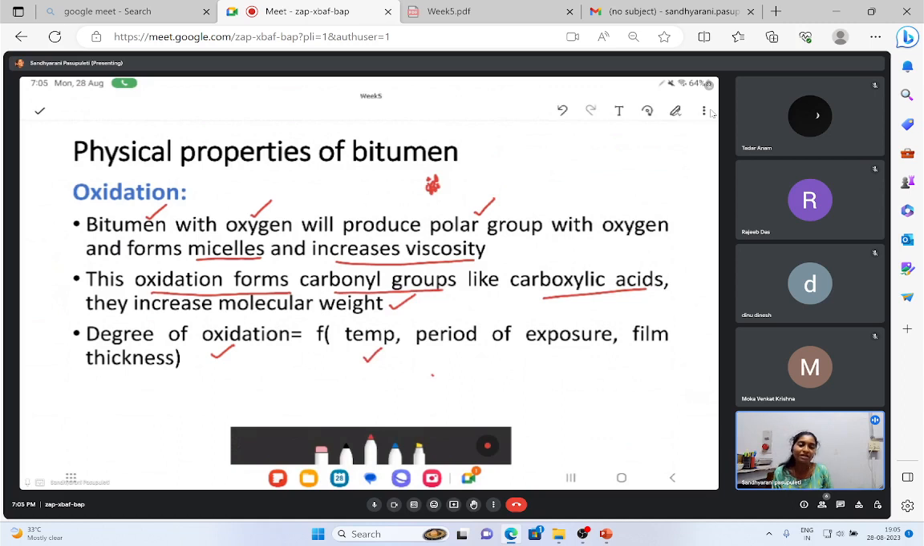At what temperature am I exposing my bitumen to the oxygen, and the period of exposure? How much time am I exposing this bitumen to the oxygen, and the film thickness. If I have an aggregate, and around this aggregate the thickness is very small, the kind of oxidation it will undergo is different. For the same aggregate, if my thickness is very thick, that means only the top portion can be exposed to the aging. The remaining thickness may not be exposed to the bitumen. So the amount of film thickness also plays an important role.